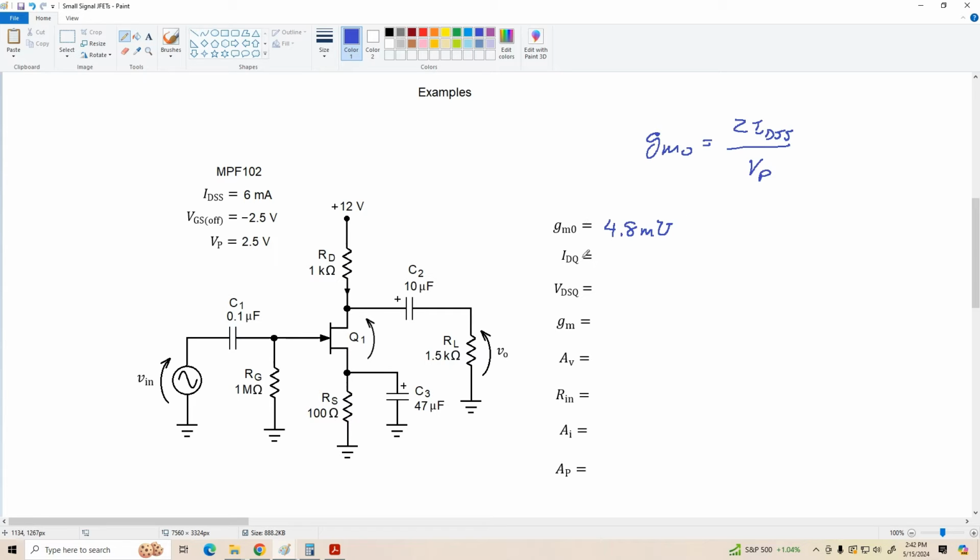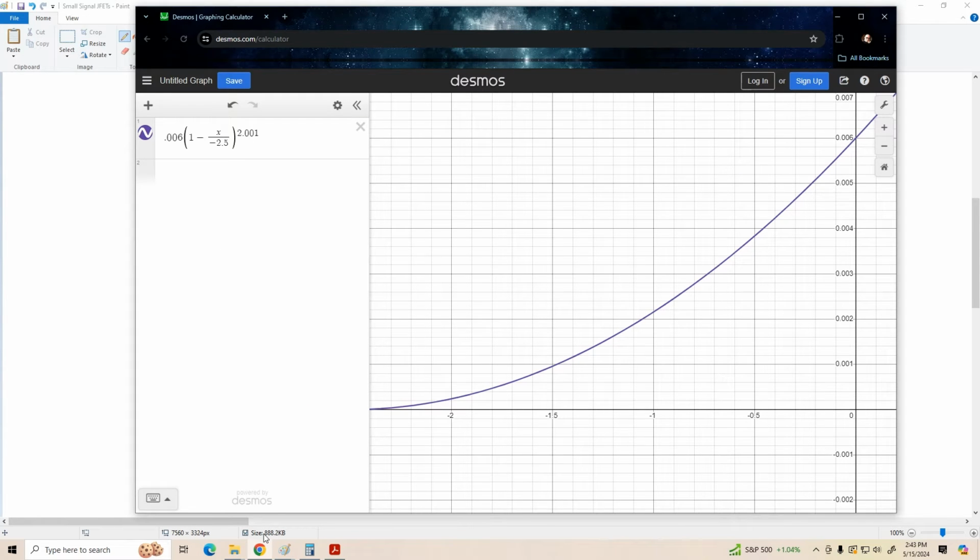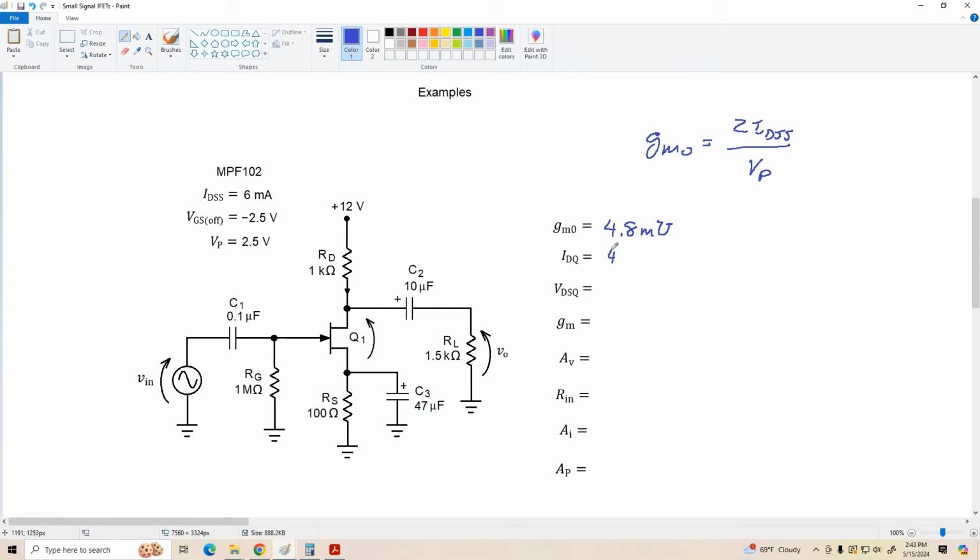The next thing we want to do is determine IDQ, and I'm going to use the online equation grapher, Desmos again. I've already got my transconductance curve on here, so all I need to do is enter my negative ID times RS line. On here we enter that as negative X divided by RS, which was 100 ohms. And here is our resulting plot, and the intersection here is 4.2 milliamps, let's call it. Okay, so we're going to have an IDQ of 4.2 milliamps.